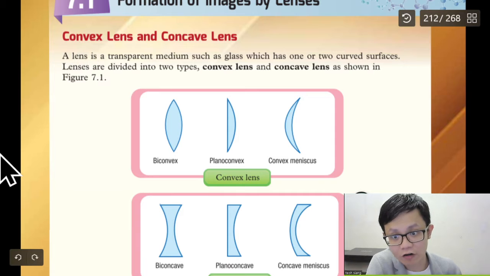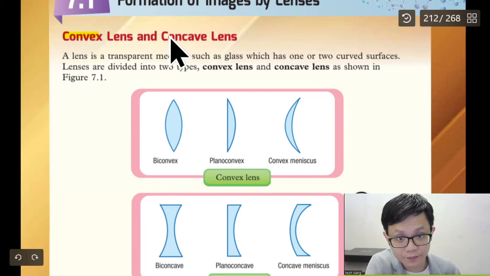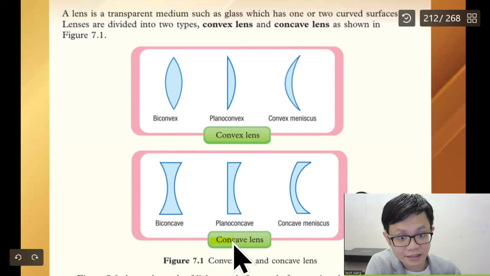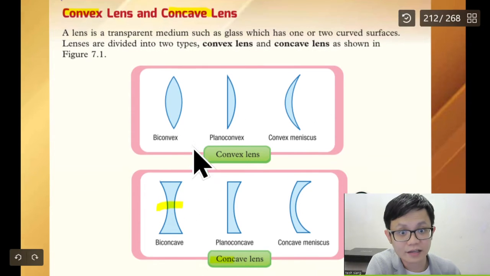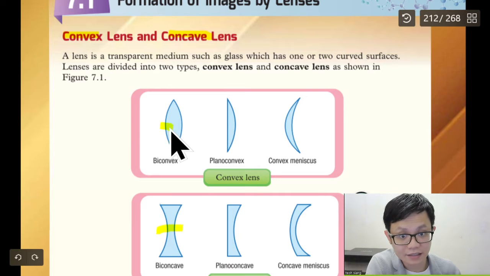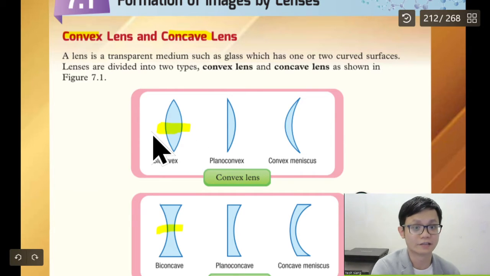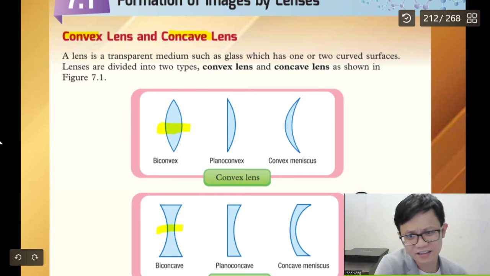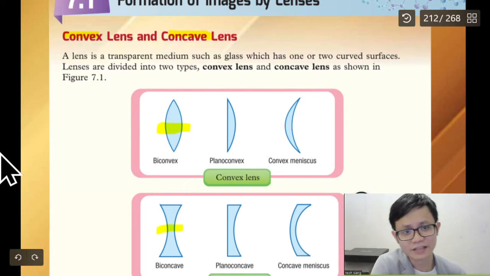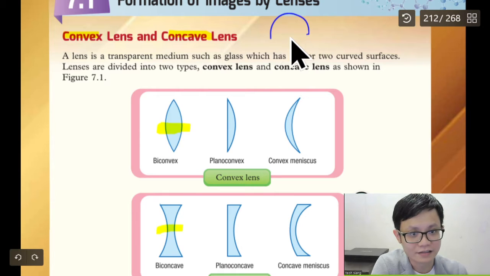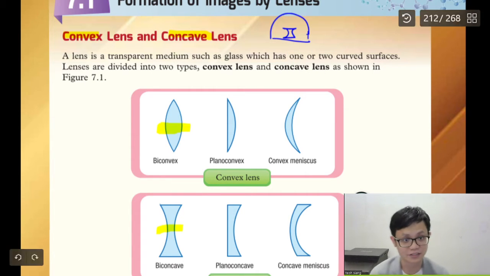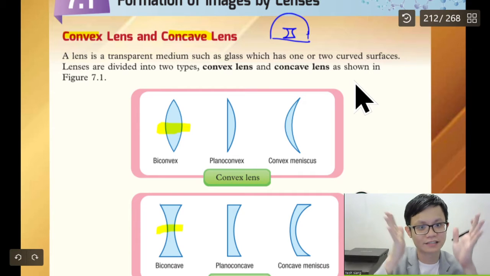Convex and concave lens. So basically, what is convex and concave? A concave lens is a bit thinner in the middle. You can see the middle part is thinner. Convex is fat, the middle one is fat. So concave is thin. To remember, I imagine there is a cave, and the entrance of the cave is like this. So it is easy to remember: use your imagination.